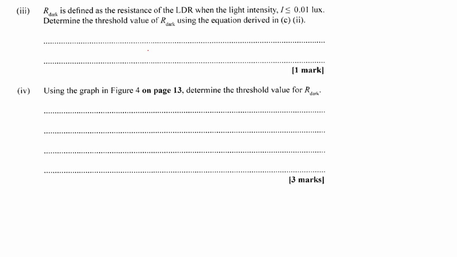So with that being said, R dark is what they call the resistance of the LDR. So the equation that we just came up with a while ago said RL. R dark is technically RL, because that is basically the resistance of the LDR. And we know that RL is R naught divided by I to the B, right? One of the things they told us is that I is less than or equal to 0.01 lux. So technically they're saying that I is equal to 0.01 lux.